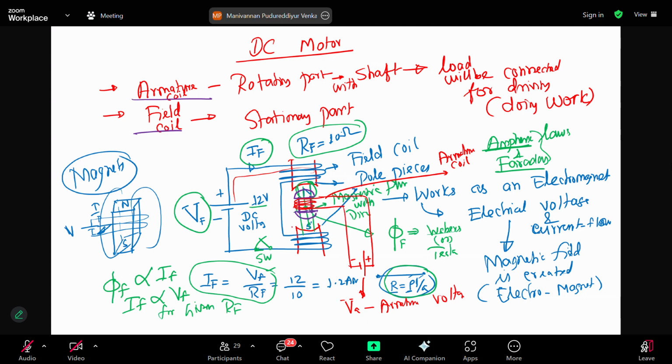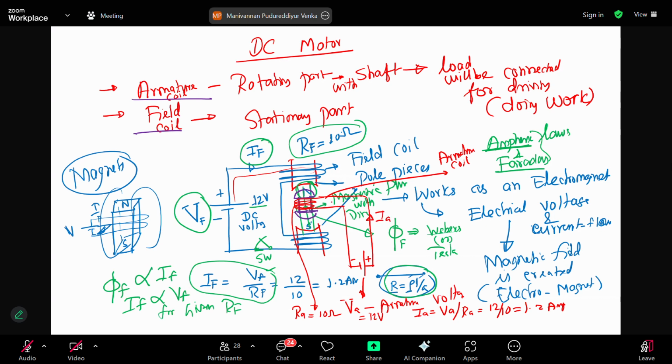Now this armature coil is also made of wire, copper wire for example, so it has resistance. I say RA equals 10 ohms for ease of understanding. I applied a voltage, say VA is also 12 volts from another battery. So what is my IA? IA equals VA divided by RA, which is 12 divided by 10, which is 1.2 amps. So there is a current flowing from the positive of the battery.